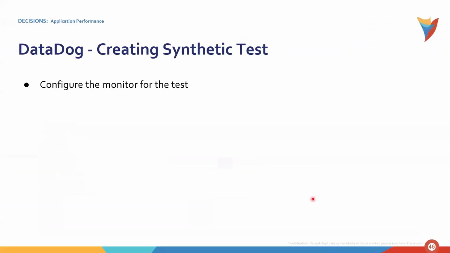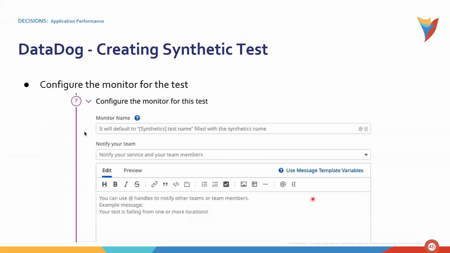Lastly, we configure the alert message itself, like what the alert message should be and who should be notified. So we can specify the team members and the alert message that we want to trigger. So that's how we configure a synthetic test for Datadog.